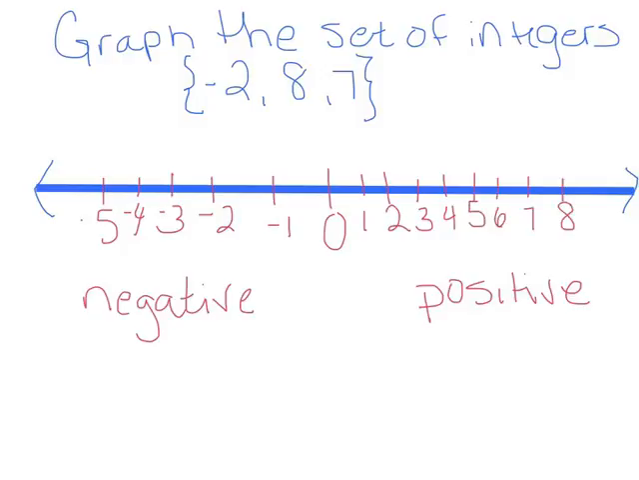And then you would just plot them on the number line. All you have to do is put a little dot on the number line where those numbers fall. So -2 is right here, 8 is over here, and 7 is right there. So you've graphed your set of numbers. That's pretty easy, right? Now, the next thing I want to do is show you just some absolute value problems.